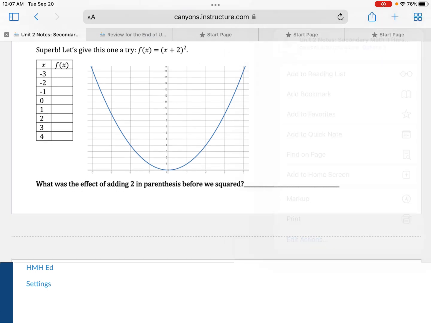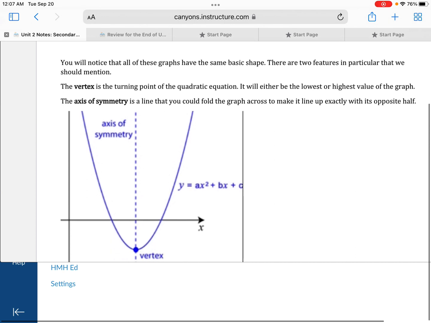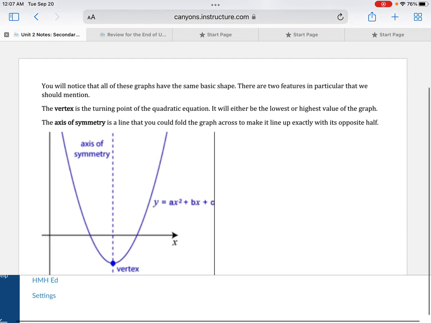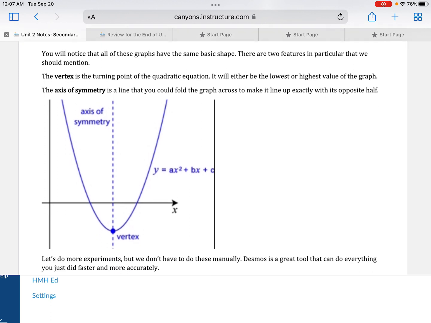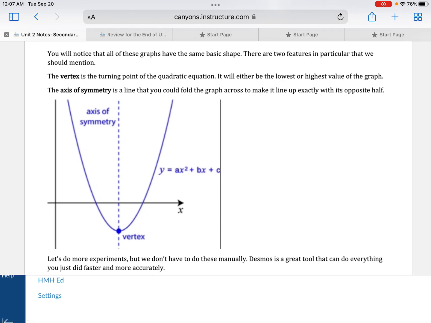Now, there is, fortunately, an easier way of doing these than just plugging in the numbers and experimenting with x values. We're going to use Desmos. But before we do that, just a little word here about terminology. Vertex is the bottom of our quadratic here. It's the bottom part of the parabola, and it's either the highest point or the lowest point. In all the ones we've done, it's been the lowest point. But you could imagine a quadratic that's flipped upside down, then it would be the highest point. All right, the axis of symmetry is a line that you could fold the graph across to make it line up exactly with its opposite half.